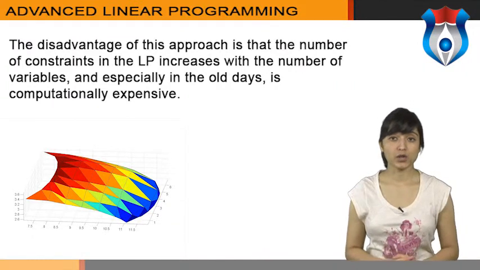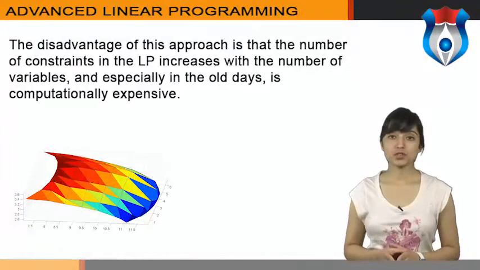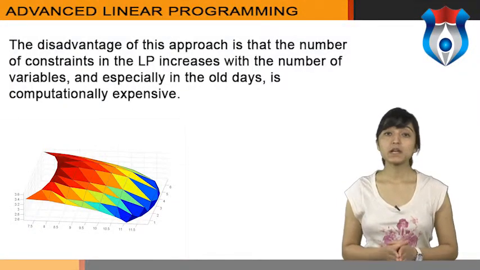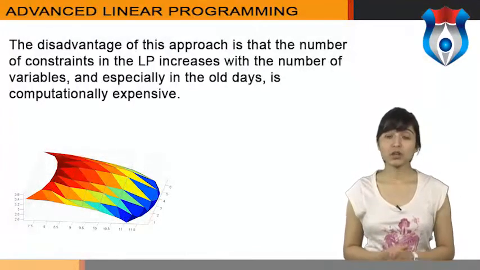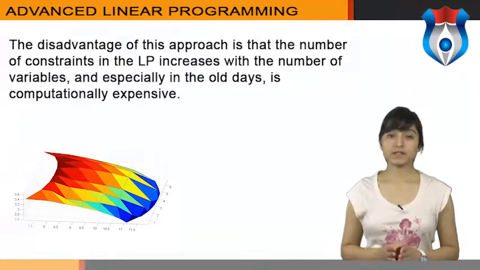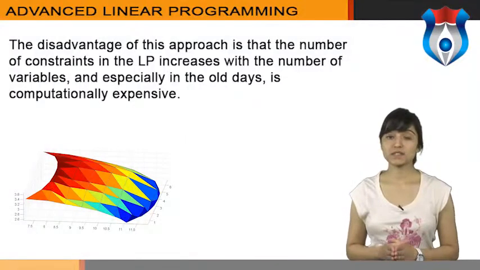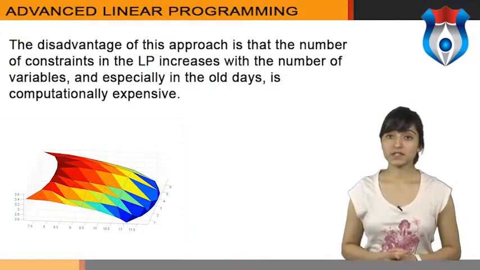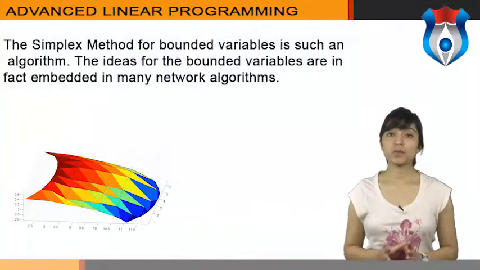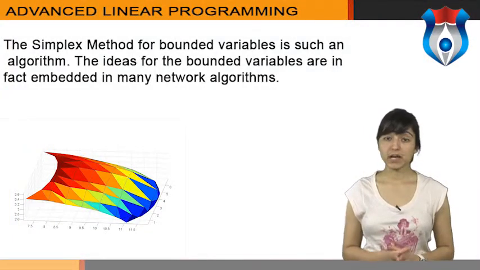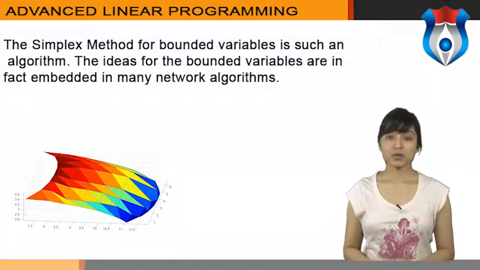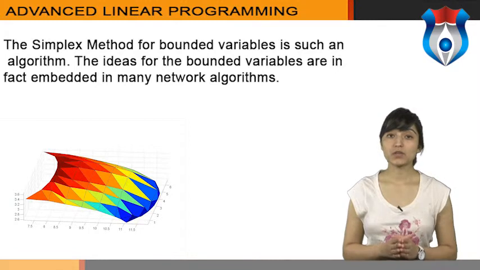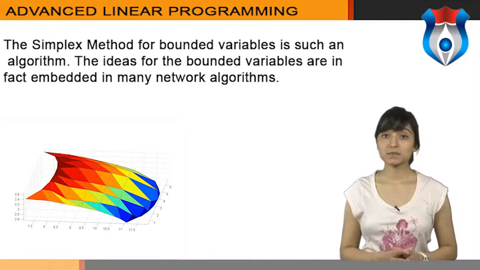Is it possible to have an algorithm that avoids incorporating the upper bound constraints into the functional set? After all, the standard simplex method does not incorporate the non-negativity lower bounds into the set of functional constraints. Indeed, it is possible to spare the upper bound constraints from the set of functional constraints as for the non-negativity lower bounds. The simplex method for bounded variables is such an algorithm. The ideas for the bounded variables are in fact embedded in many network algorithms.